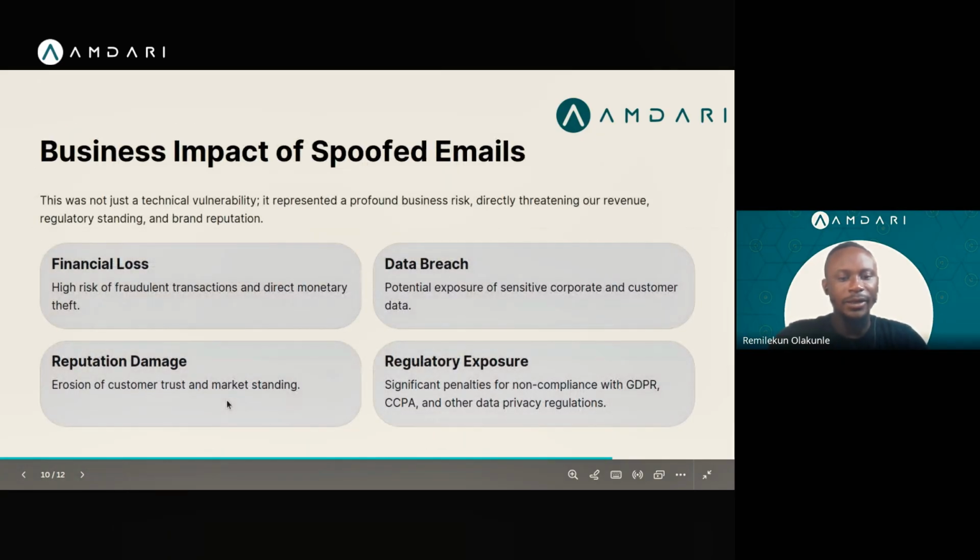Now, why does this matter? Let's talk about why this project matters. You see, this attack went beyond a technical nuance, right? It posed a serious business risk. It could lead to severe financial loss, data breaches, or reputational damage, or regulatory exposure. I mean, it could be a phishing email designed to drop ransomware. It could be a phishing email designed to drop a virus or a worm. And each of them has devastating business impacts.